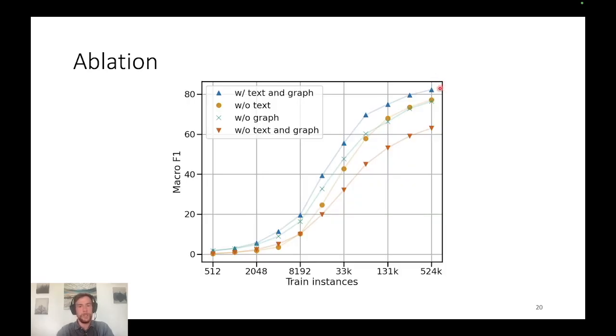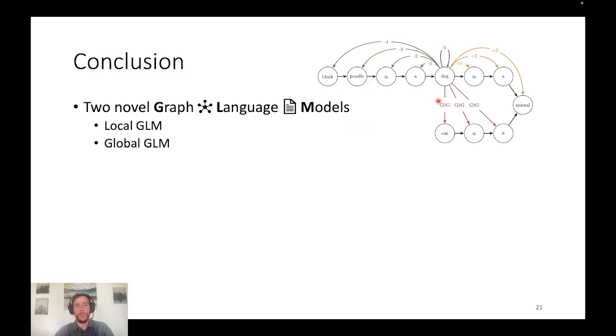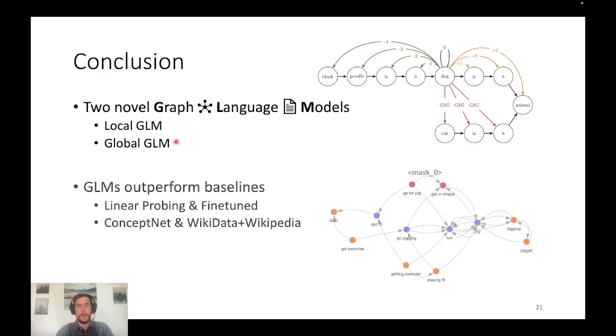When we conduct an ablation on the graph language model, we see that the model performs best when both the text and graph data are available, while the text and graph data contribute roughly the same amounts. So the model really seems to be using both modalities. In conclusion, we propose two novel graph language models, namely the local and the global one, and they perform as strong baselines both without any training of the graph language model parameters and also when being fine-tuned, both on ConceptNet as well as in the setting where we have Wikidata and Wikipedia abstracts.